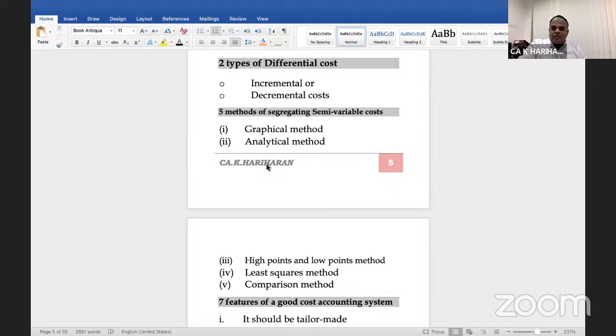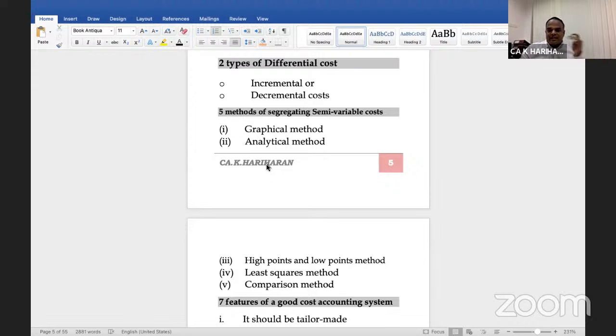Partly fixed, partly variable. If it is a semi-variable cost, we have to identify how to segregate it into variable cost separately and fixed cost separately. For that, five methods are there. That is also a frequently asked question: graphical method, analytical method, high point low point method, least square method, and comparison method.